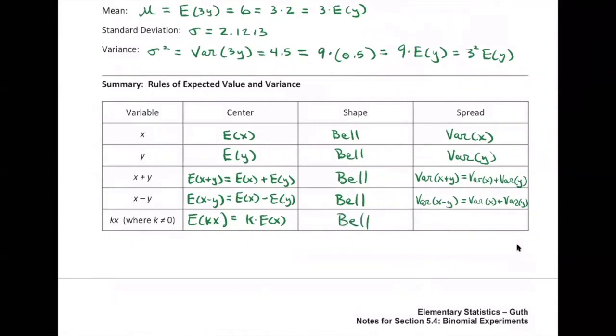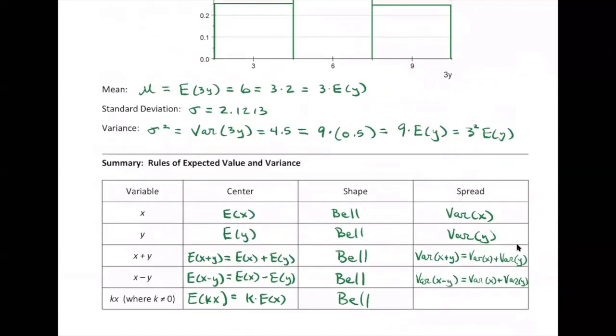And then as far as spread goes, this one was a little more complicated. We were looking at the variance of 3y, and that comes out as 3 squared. I wrote expected value of y. That's a mistake up above. That should be 3 squared times the variance of y. Please fix that in your notes.